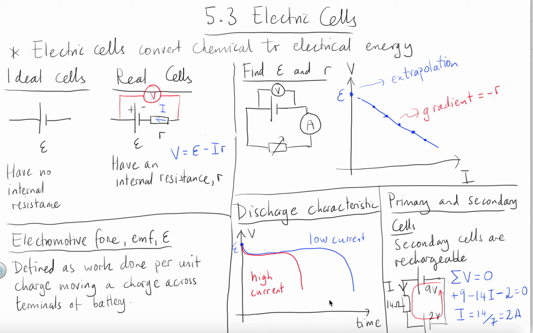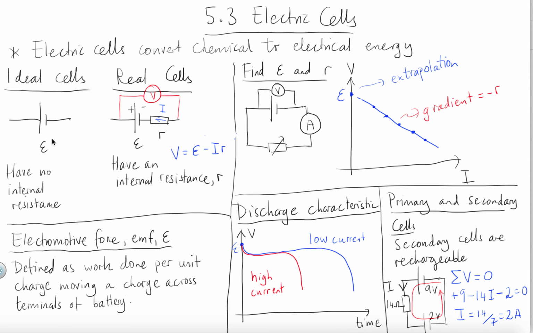This time I'll talk about topic 5.3, which is electric cells. Hopefully all the knowledge you need is included in this one slide. Obviously I'm not going to apply it to many examples, but basically what is an electric cell? Well, it's a device which converts chemical energy into electrical energy, which we can use in our circuit.